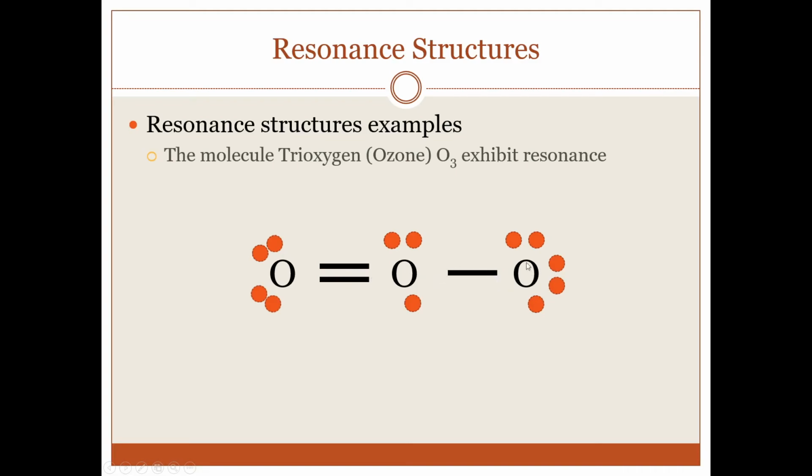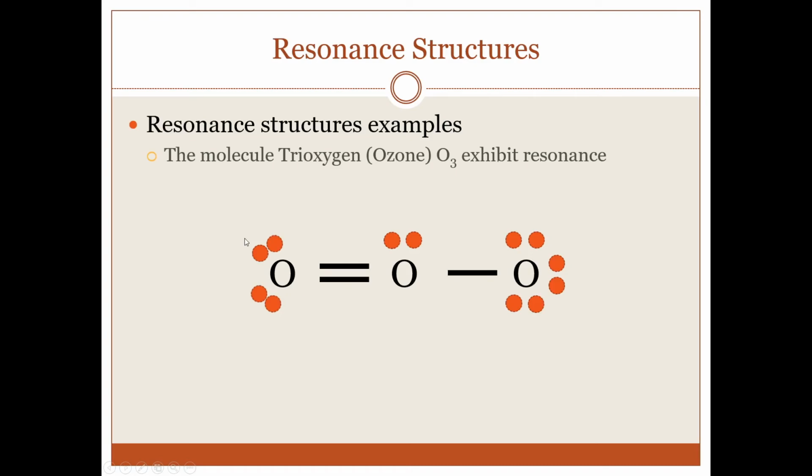And the one on the right has 1, 2, 3, 4, 5, 6, 7. So the central atom has 9, and the one on the right has 7. So we can move one of the electrons over to the end. So the one on the right has an octet, the one in the center has an octet, and the one on the left also has an octet. So this is our first resonance structure of trioxygen.